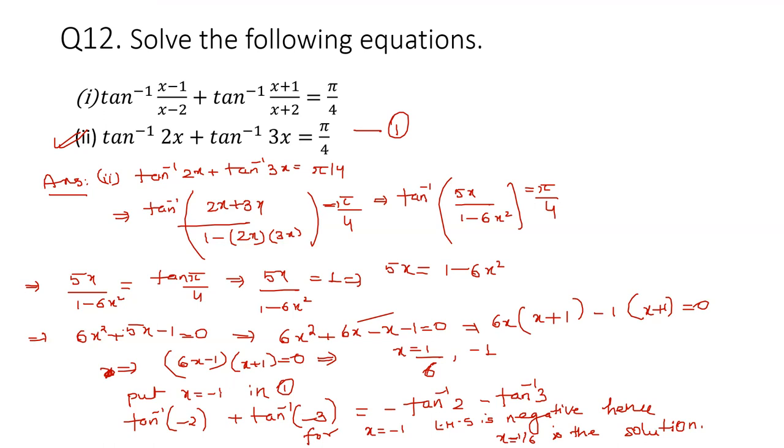And even if you wish, you can do this step in the rough sheet, okay? And you can directly write that x is equal to 1 by 6 is the answer, as x is equal to minus 1 will make LHS negative. Okay, Atif and Omar, you have done this. Good. We will start next.